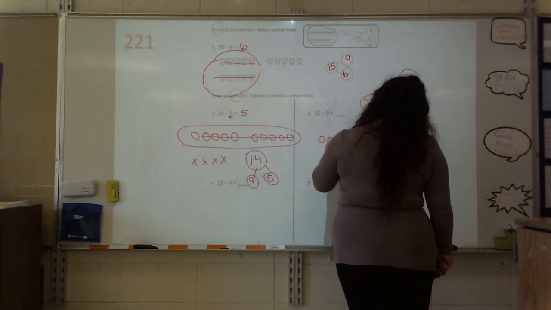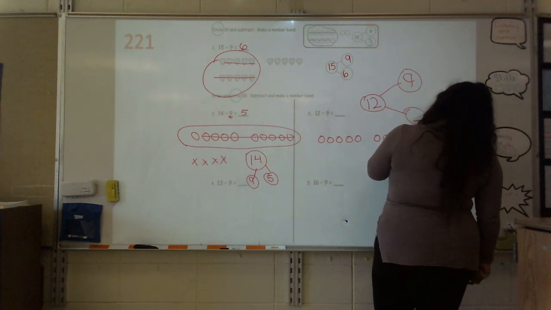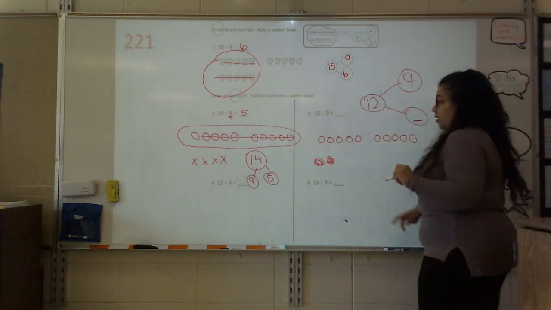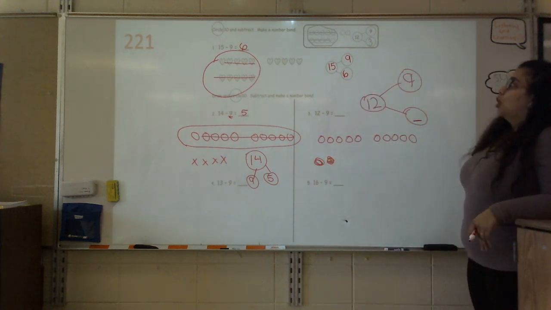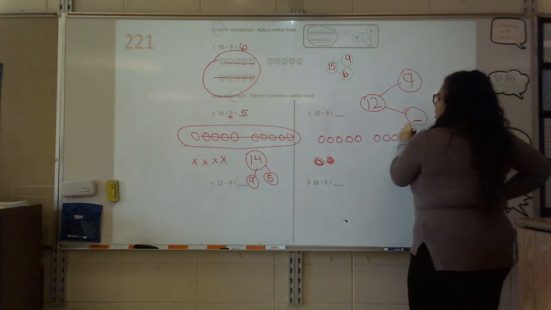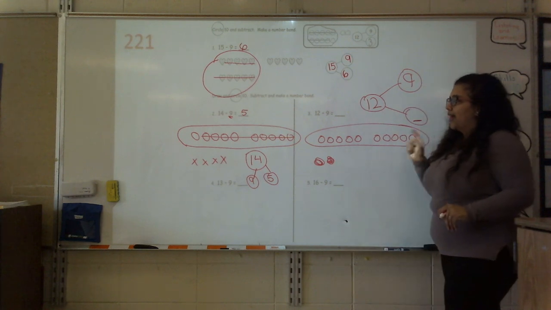1, 2, 3, 4, 5, 6, 7, 8, 9, 10, 11, 12. 12, okay? So what do we do next? Circle the group of 10. Because we want our eyes to just see it right off the bat, just boom. That's a group of 10.